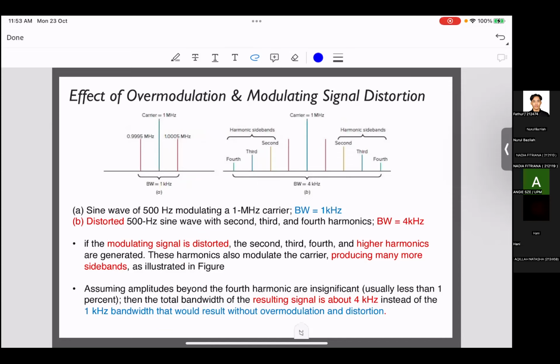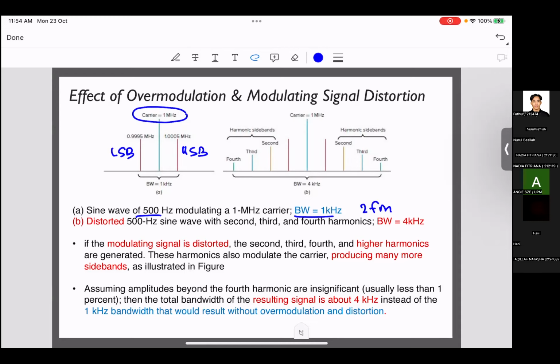So we are going to talk about the effect of over-modulation and modulating signal distortion. For A, this is a 500 Hertz sine wave modulating a 1 megahertz carrier. So this is our carrier, and then we have a modulating signal of 500 Hertz. Therefore, we would get this as our upper sideband and this as our lower sideband. So the bandwidth is going to be 2 fM, which is 2 times 500, or 1 kilohertz.